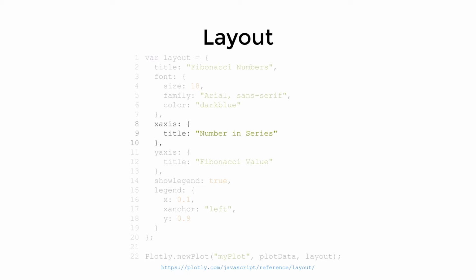As another top level object within our layout object, we have the x-axis. This allows us to change the different properties of that axis, including things like the title, which we can see in this example, but also things like the different increments in the steps between our x-axis values, and many more that you can find in the Plotly documentation. We can see this is also the same for the y-axis, using the y-axis property name, and in this case we've given that a title of the Fibonacci value.